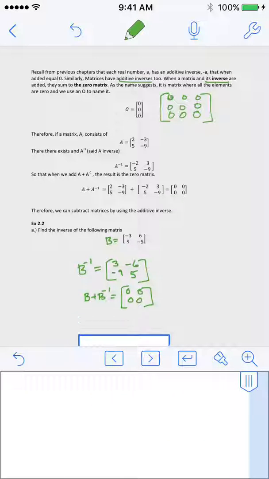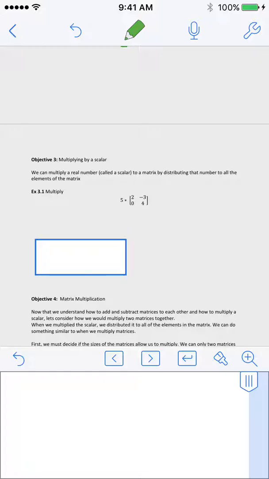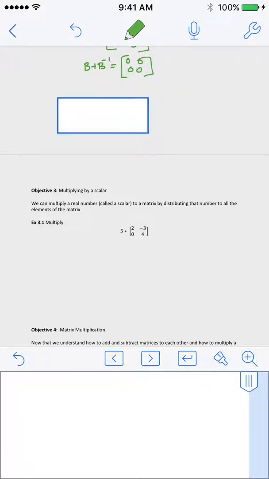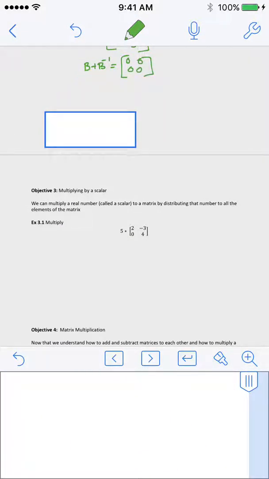Alrighty. Moving along, because really that's not that hard. So that's addition and subtraction with matrices, and really what it comes down to is you must have the same sizes and they must go entry by entry every single time.